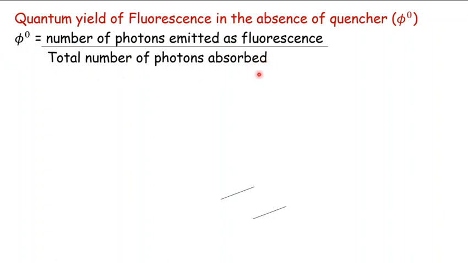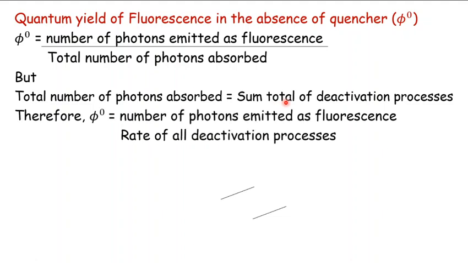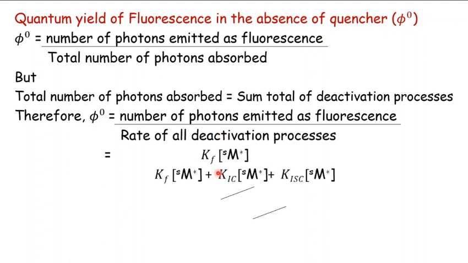So the total number of photons absorbed will lead to all the deactivation processes, whether that is fluorescence or internal conversion or inter-system crossover. So this total number of photons will be equal to the sum total of all the deactivation processes. That's what I have written here. So phi zero will be equal to the number of photons emitted as fluorescence divided by the rate of all deactivation processes. And we are well aware that in the absence of quencher, the deactivation processes will include fluorescence, internal conversion, and inter-system crossover, right?